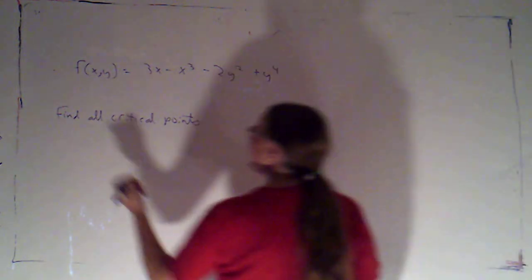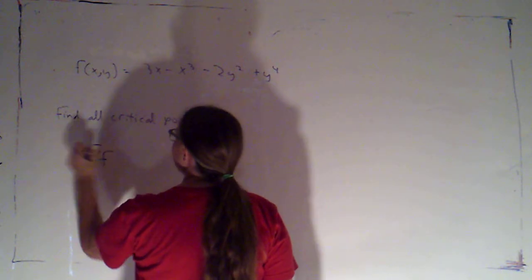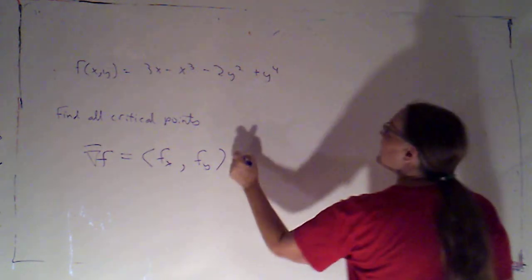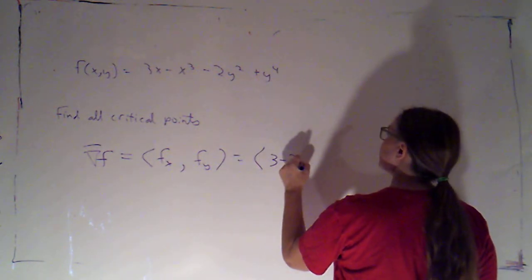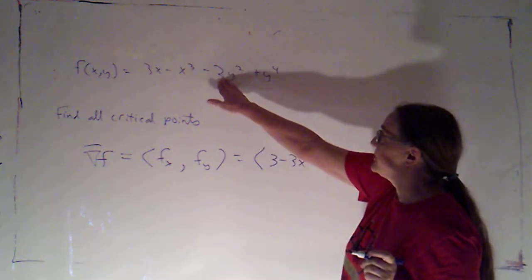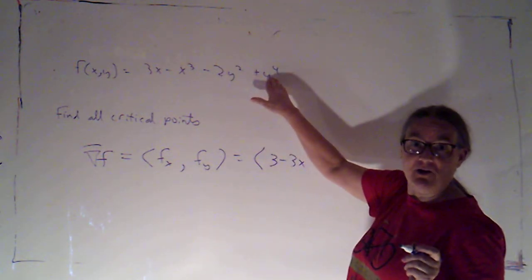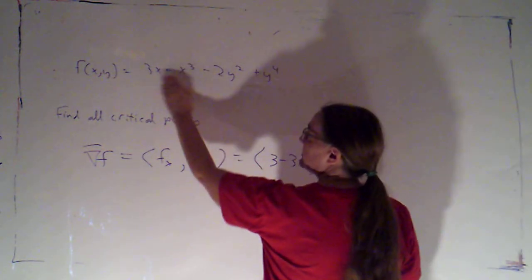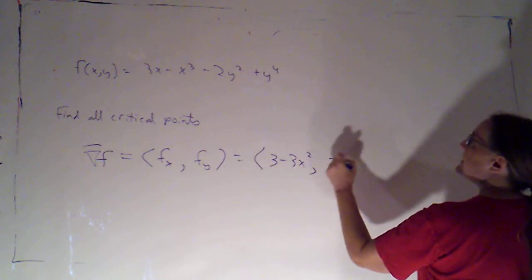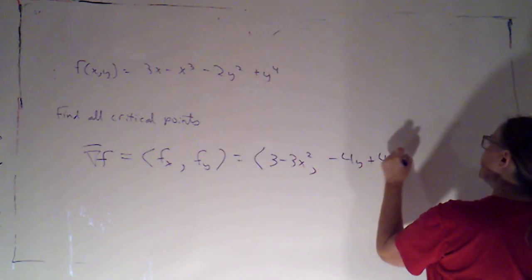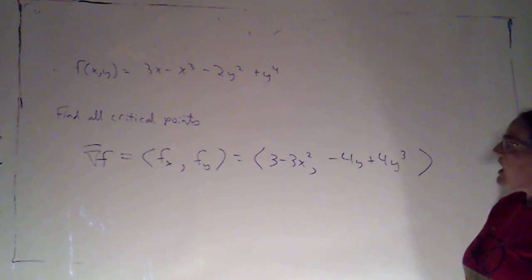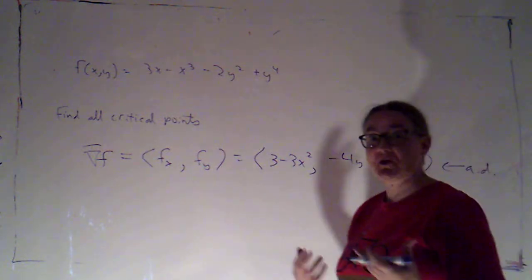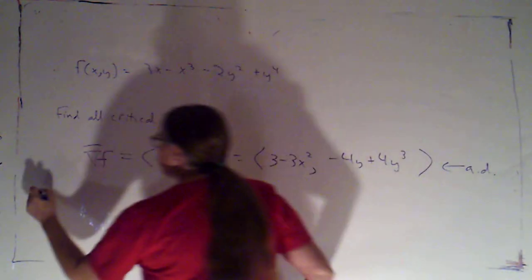Welcome back. So, if I'm finding the critical points, I'll take the gradient, which is just f sub x, comma f sub y. F sub x is going to be 3 minus 3x squared, and then the derivatives of the next two terms will just drop out because y is constant with respect to x. Partial with respect to y, I get zeros for the first two terms, but then I'll have negative 4y plus 4y cubed. Okay. Now, that is always defined, so I'm not going to get any critical points from the gradient being undefined, so let's see what would make it 0.